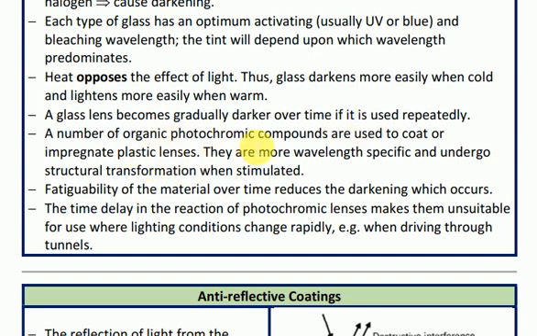A number of organic photochromic compounds are used to coat or impregnate plastic lenses. They are more wavelength specific and undergo structural transformation when stimulated. Fatigability of the material over time reduces the darkening which occurs. The time delay in the reaction of photochromic lenses makes them unsuitable for use where lighting conditions change rapidly, for example when driving through tunnels.